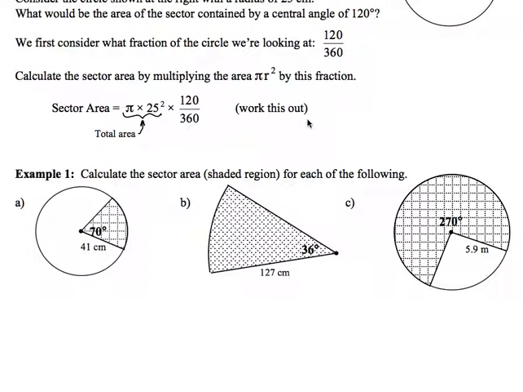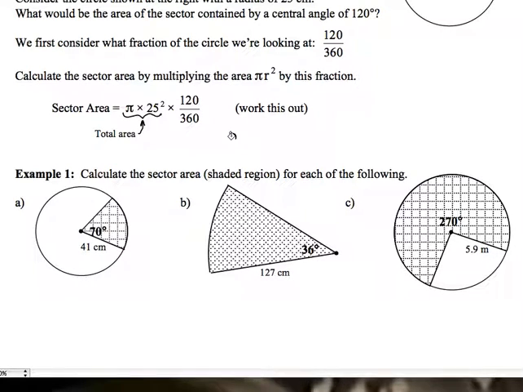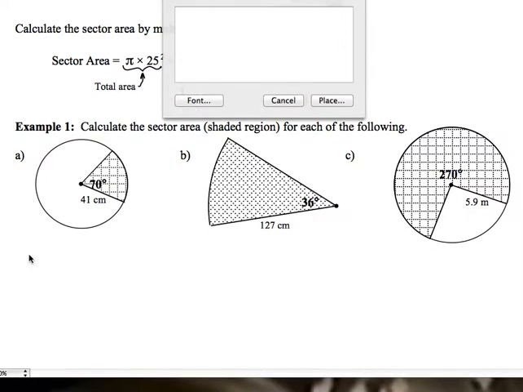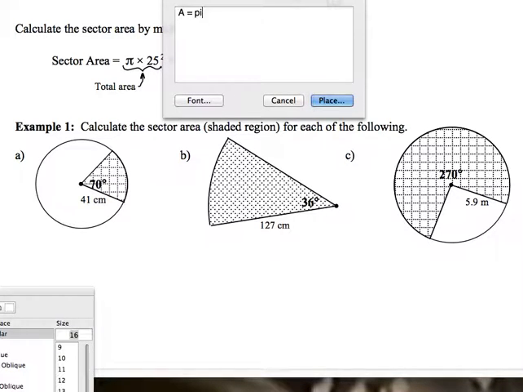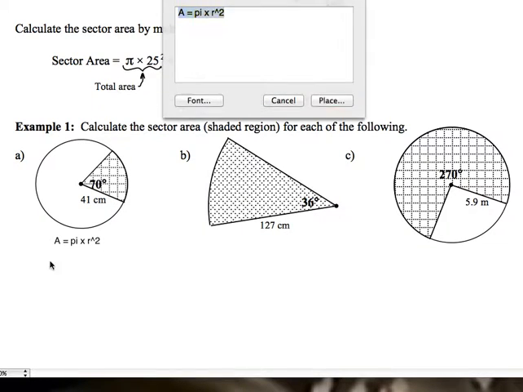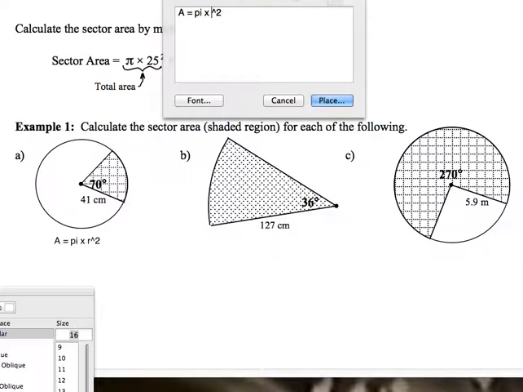See these examples we have to start out. Example number one asks us to find the sector area for each of these. Here I've got a radius of 41 centimeters and a central angle of 70. So, what's the area? Area is equal to pi times the radius squared. If the radius is 41, then I just replace the r in this formula with 41.